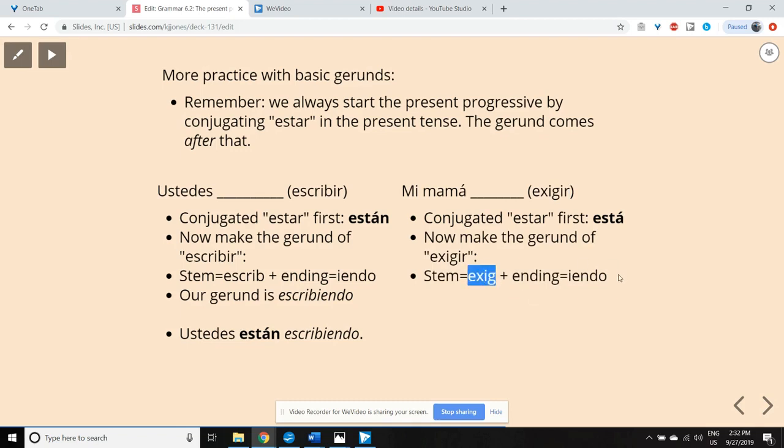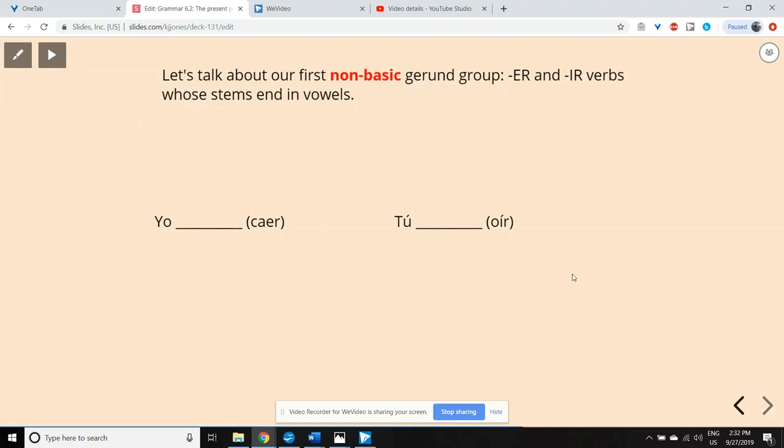So here's our stem. Here's our gerund ending, I-E-N-D-O. And as I just said, exigiendo is the full gerund. All right. And that means that our full expression then would be mi mamá está exigiendo. All right. Great.